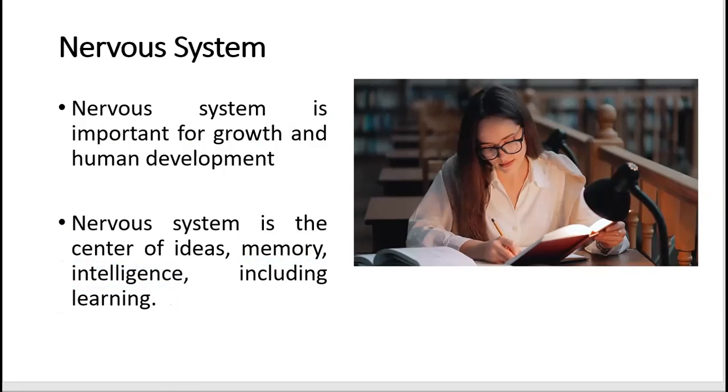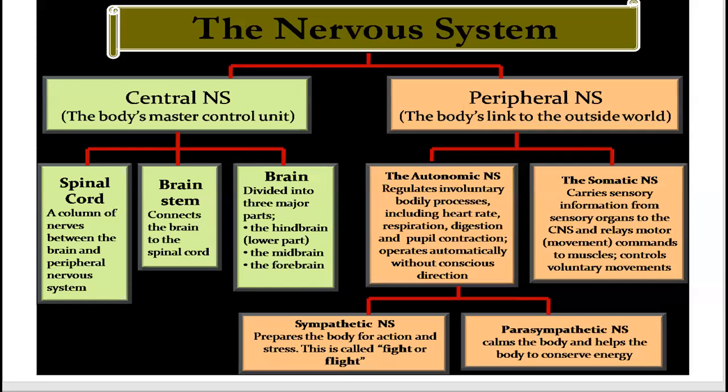So here we have the structure and functions of the nervous system. So we have two divisions, the central nervous system and the peripheral nervous system. Okay. So the central nervous system is the body's master control unit. So we have here the three sub parts of central nervous system, which include the spinal cord, brain stem, and the brain. All right.